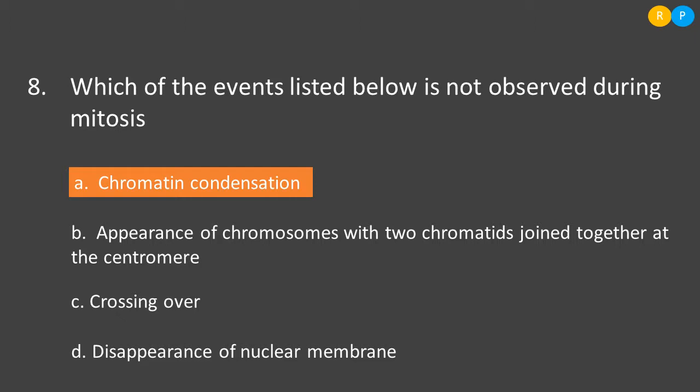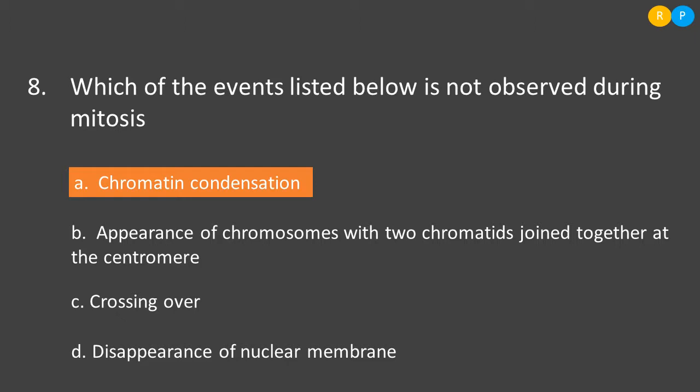Option A, chromatin condensation. Condensation of chromatin fiber actually takes place in the metaphase of mitosis, so this event is there in mitosis. Then option B, appearance of chromosomes with two chromatids joined together at the centromere. If you see the chromosomes in mitosis, in any event except prophase and telophase, you can see the two chromatids joined at the centromere region. So this statement is also true regarding mitosis.